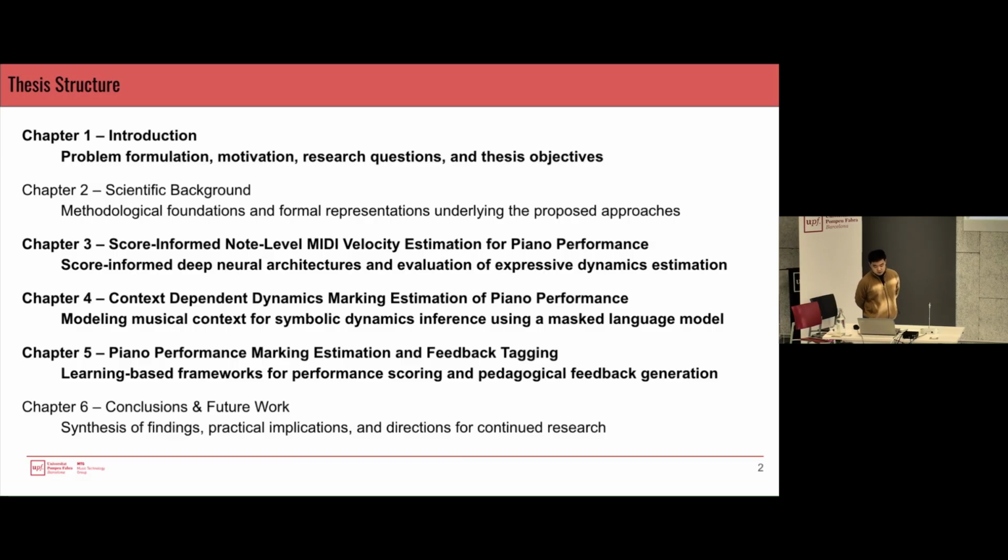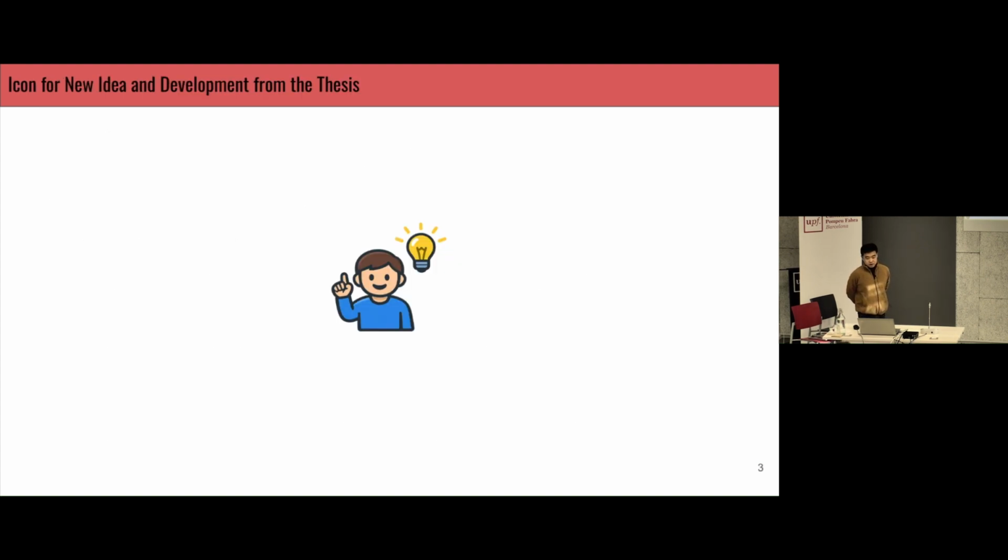The structure of the thesis is structured as this. Today, I'm going to focus on chapters 1, 3, 4, and 5, talking about the background of the research and note-level MIDI velocity estimation, context-dependent dynamics marking estimation, and multiple feedback and mark tags classification. Throughout this defense, this icon indicates the new finding based on my work in the thesis.